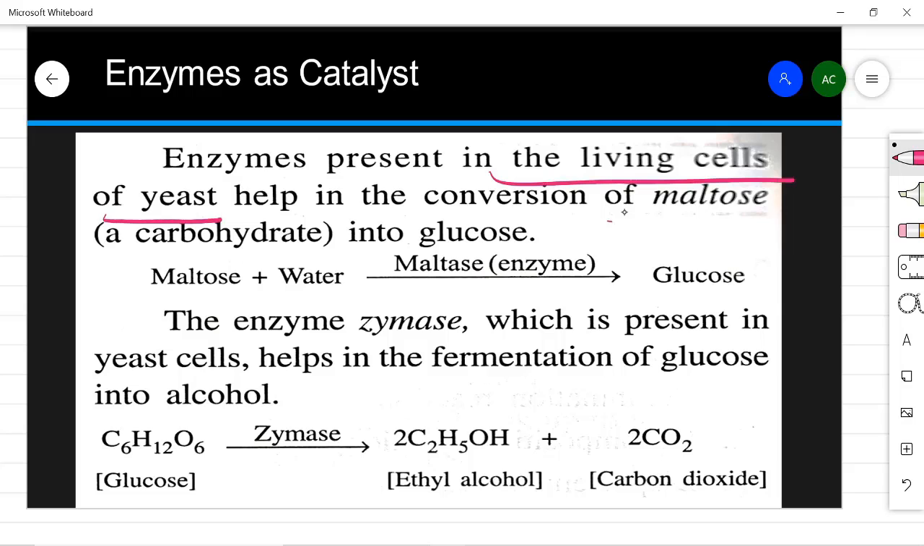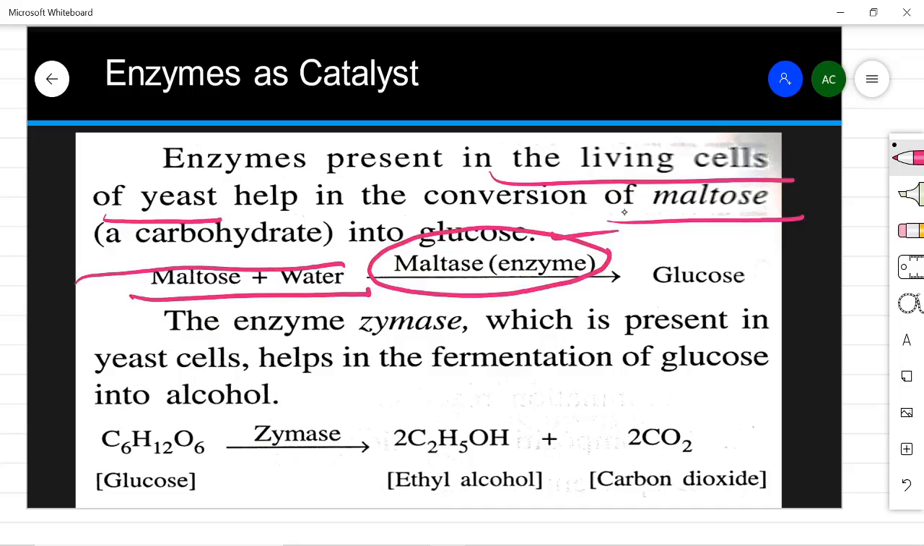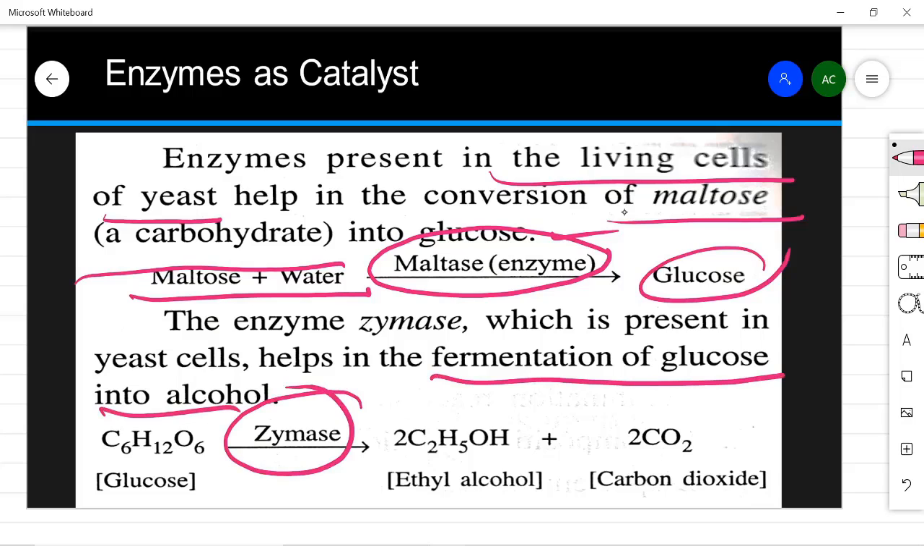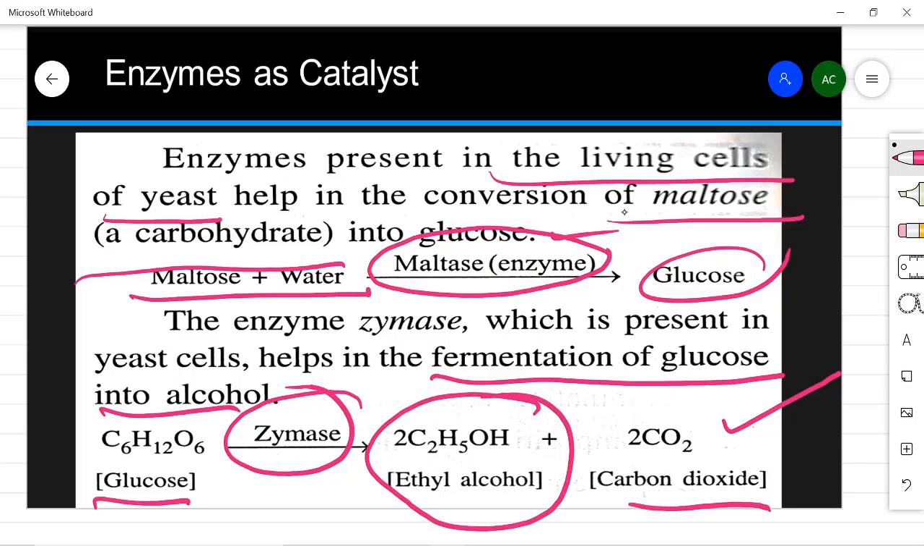Then enzymes present in some living cells of yeast, they help in the conversion of this kind of sugar, that is maltose, into glucose. So maltose plus water in the presence of maltase, which is an enzyme, turns into glucose. Then enzyme zymase, which is present in yeast cell, helps in fermentation of glucose into alcohol. So fermentation में help करते हैं these enzymes. Okay, so ये हमारे, this is alcohol formed from glucose and carbon dioxide gas is liberated.